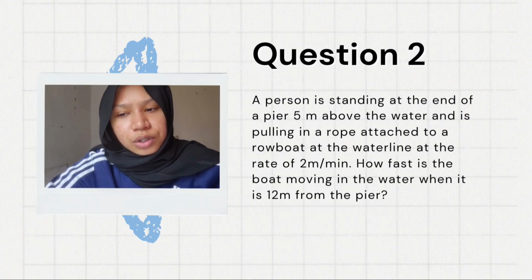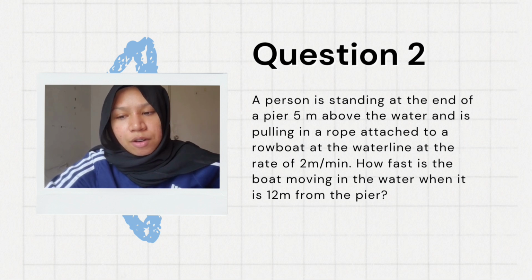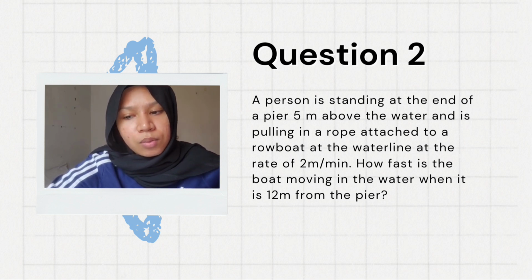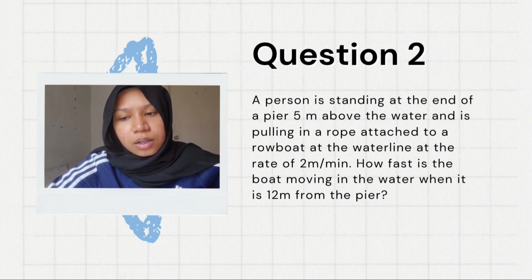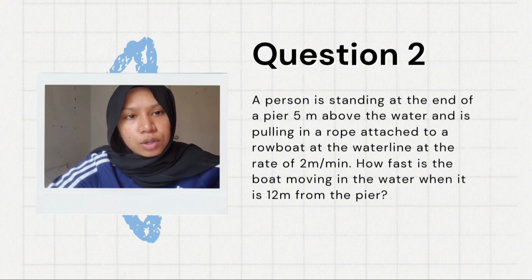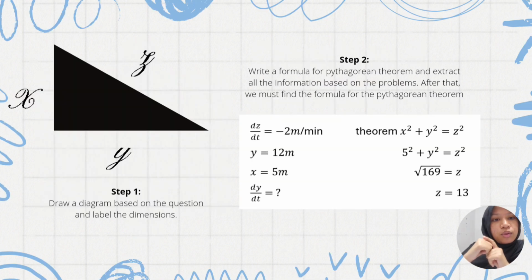For question 2, a person is standing at the end of a pier 5 meters above the water and is pulling in a rope attached to a rowboat at the end of the waterline at a rate of 2 meters per minute. How fast is the boat moving in the water when it is 12 meters from the pier? First, we have to draw the diagram based on the question and label the dimensions. As you can see, I labeled the sides X, Y, and Z.